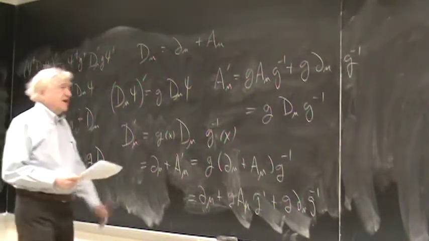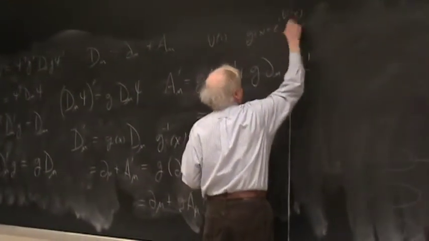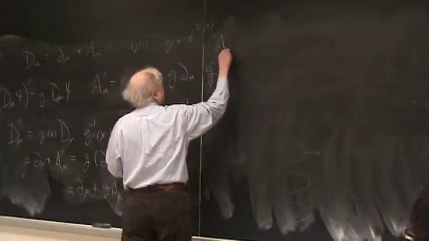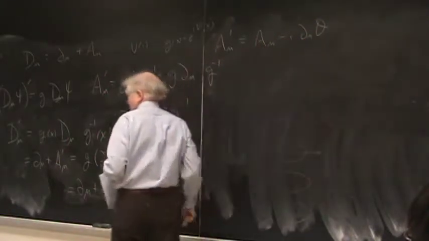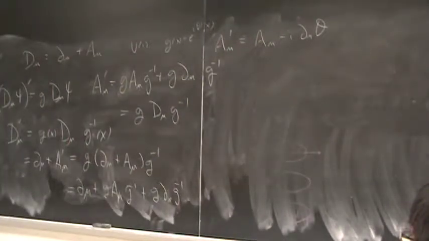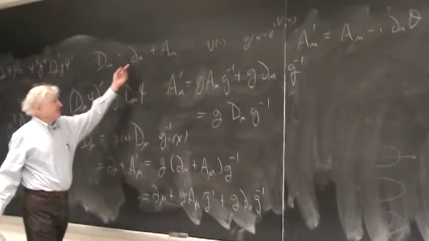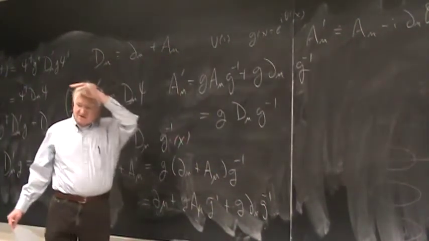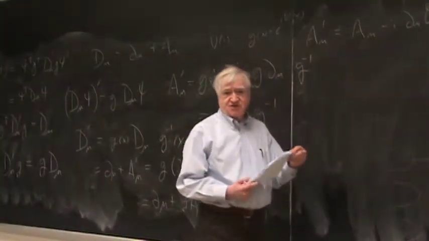So in the case of U1, g of x equals e to the i theta of x, and A mu prime is just equal to A mu minus i D mu theta. I should mention that I'm using a notation that makes the equations clean, namely that the covariant derivative is a derivative plus something else, A mu. In the standard literature, this A mu is equal to minus i g A mu. So there's a factor of i and a coupling constant that I'm absorbing into A to make the equations simpler.